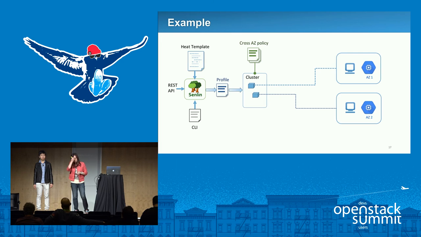The second one, you can use a Heat template. That means you can define a template to create a Senlin cluster and attach a health policy or placement policy in one file. And the whole process is totally automated.